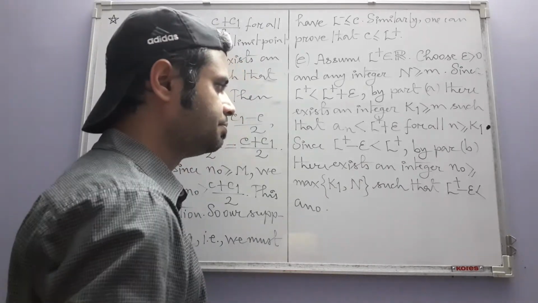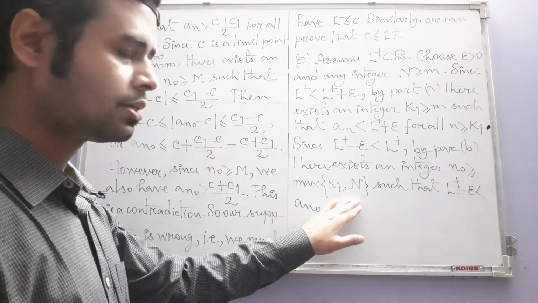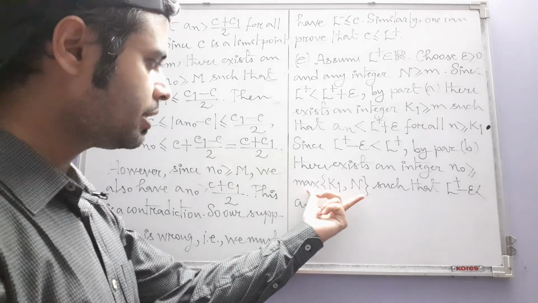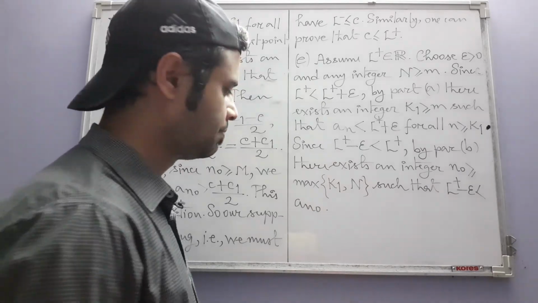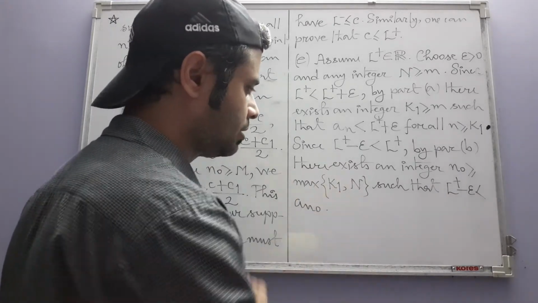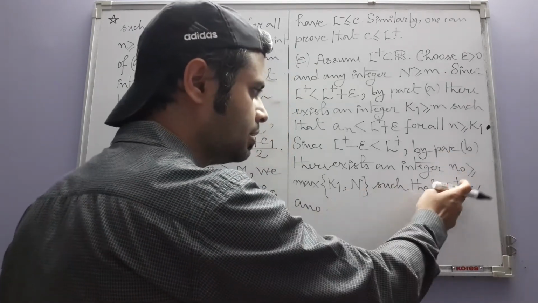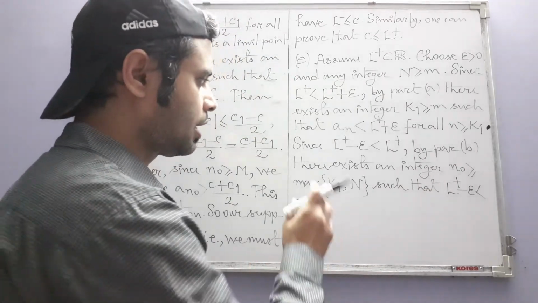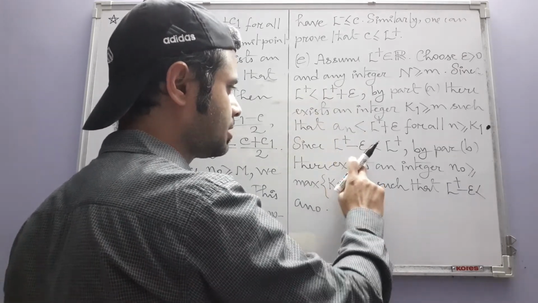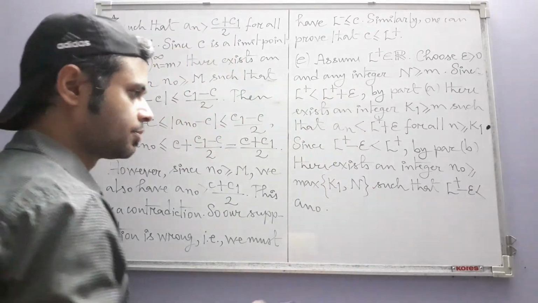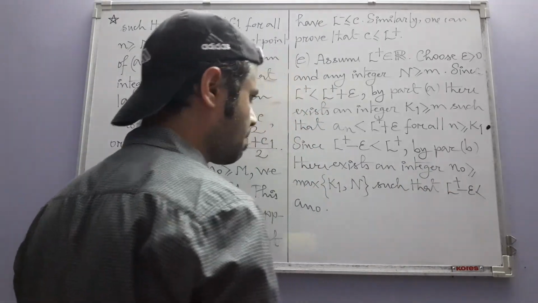So by part B, we can find an integer n naught greater than or equal to any pre-assigned stage, and that pre-assigned stage here we have chosen in this way, which is the maximum of k1 and n, such that the corresponding term a_n naught exceeds this number. You can think of this as stronger than L plus and this as weaker than L plus. So a_n naught exceeds this weak number.